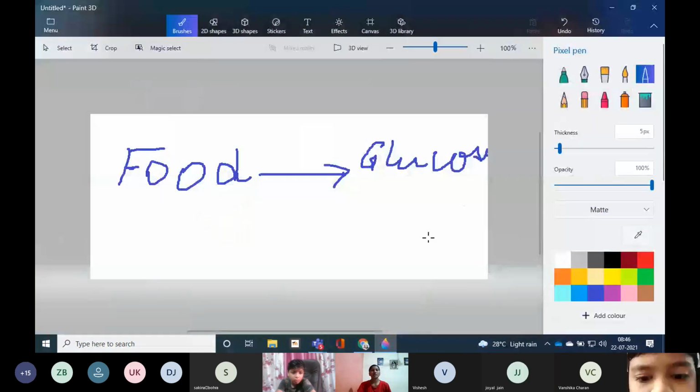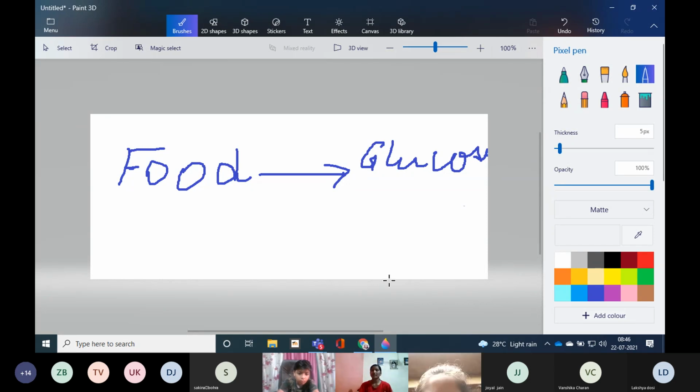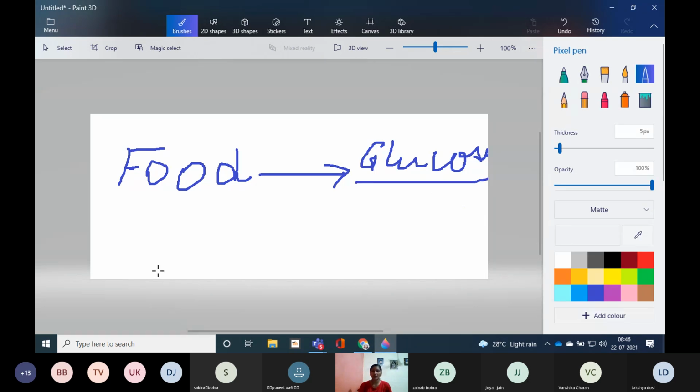Food is in the form of glucose. Now this glucose is supposed to be transported inside the whole plant body. For example, our body has blood. We require flow of blood. This blood needs to be transported throughout the body. It is not only present in the heart or in the veins, but it is transported throughout the body. Similarly, in plants also, this food molecule, the glucose, is supposed to be transported inside the plant body.